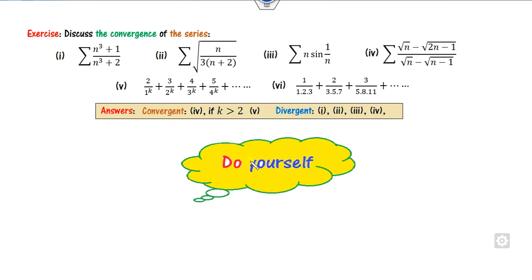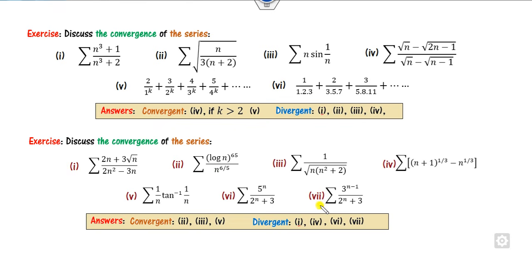A few questions are exercises for you. These are the 6 questions and answers are there. You can do it yourself. Other questions are there. You can take 7 more questions. So total 13 questions. These are exercises for you. Check whether you are able to understand this lecture clearly or not.